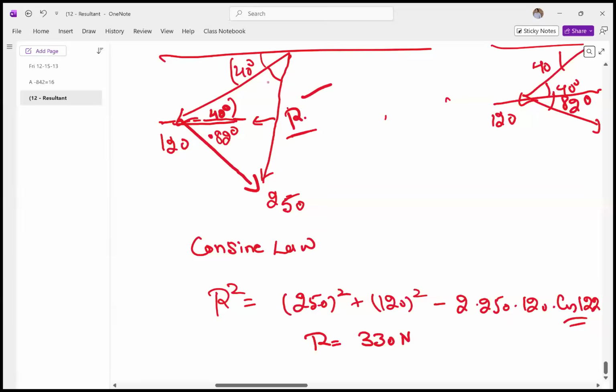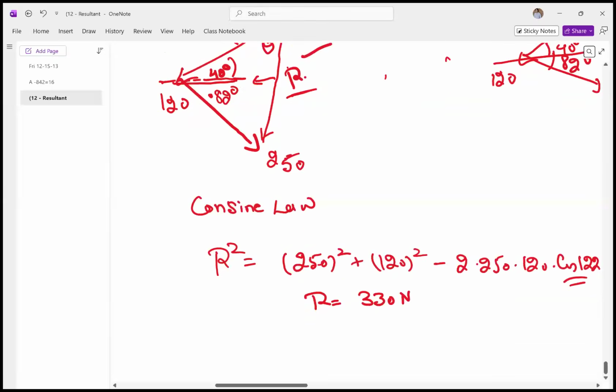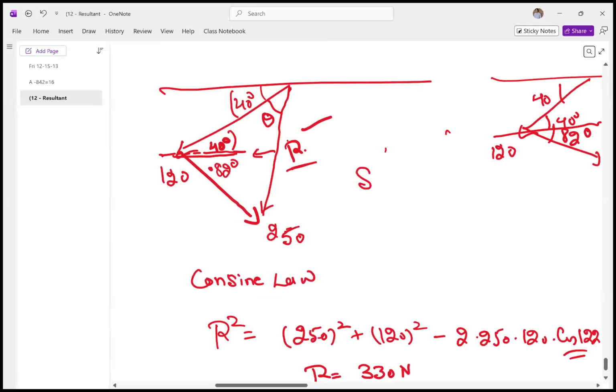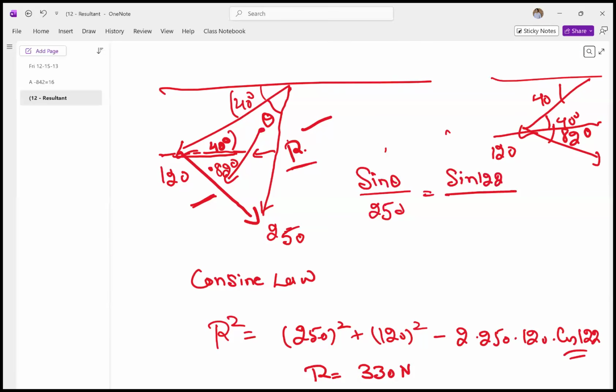And then I can find this angle theta also. How am I going to find this angle theta? Sine of theta, this angle opposite to this one is this side, which is equal to 250, equals sine of 122 divided by the resultant side, because this angle is 122. The side I'm going to take here is 330. Once you solve this one, you get the theta value as 40 degrees.